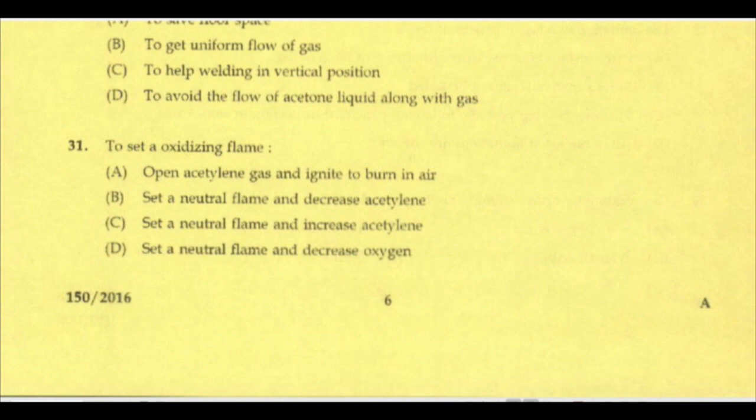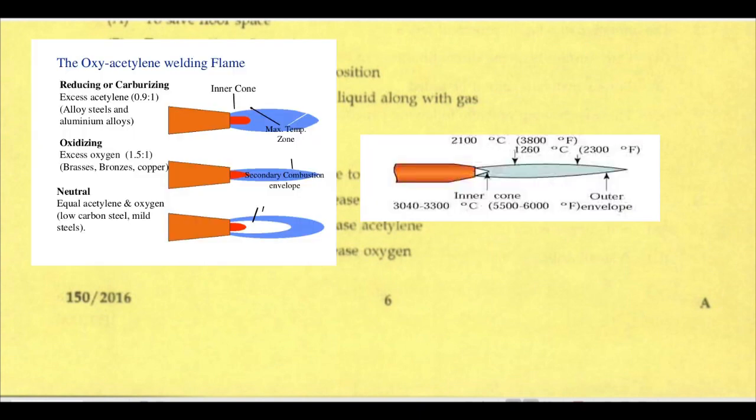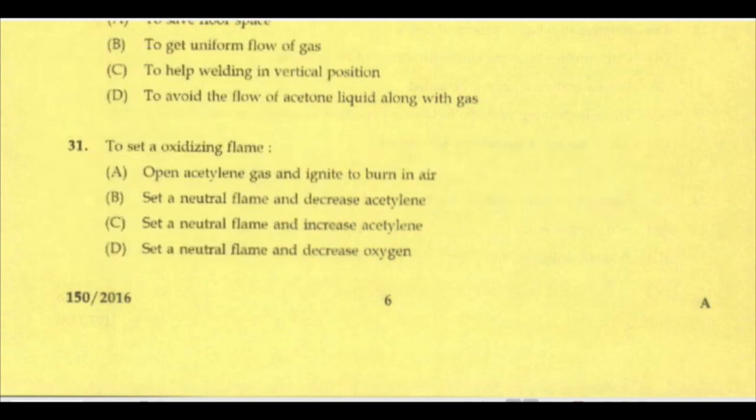Next, to set an oxidizing flame. In an oxidizing flame, the ratio of oxygen is more compared to the acetylene. For setting an oxidizing flame, first we need to set a neutral flame and then decrease the acetylene. Automatically the oxygen ratio will increase. So first set the neutral flame and decrease acetylene. That is the right answer.